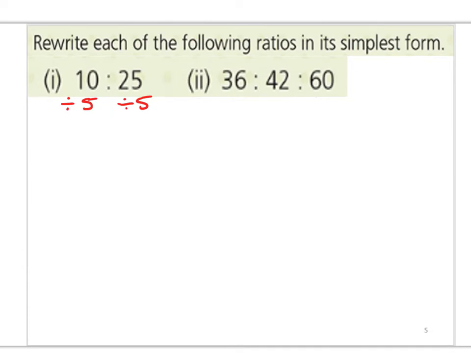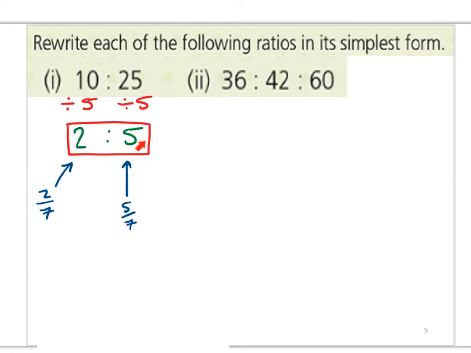So what we do to the left, we do to the right. So 10 divided by 5 is going to be 2. And 25 divided by 5 is going to be 5. So 10 to 25 can be simplified as 2 to 5. It doesn't matter what number you divide in, so long as what you do to the left, you do to the right, what you do to the right, you do to the left. So this is our answer here. 10 to 25 simplifies as 2 to 5. But we can actually rewrite 2 and 5 as fractions.